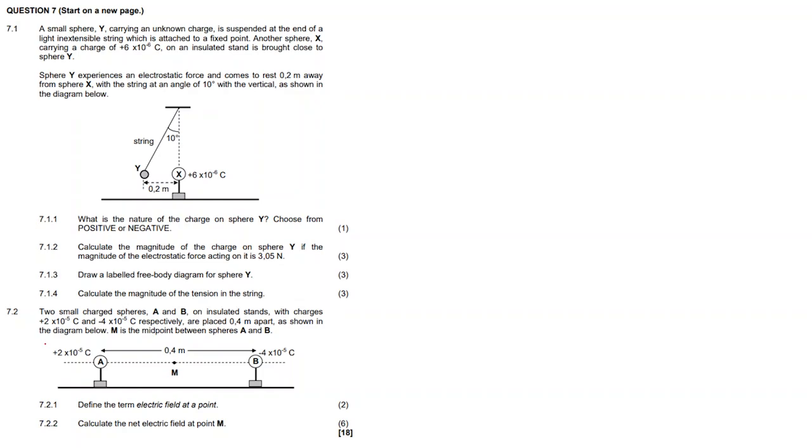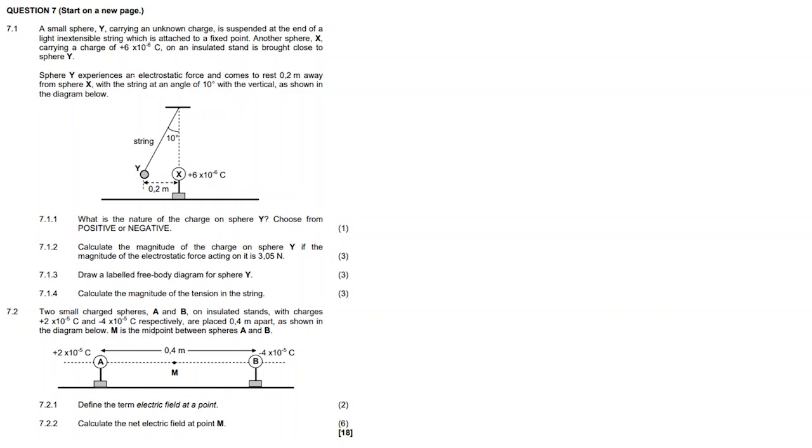Hi guys, today we're going to be looking at a question on electrostatics. A small sphere, y, carrying an unknown charge is suspended at the end of a light inextendable string which is attached to a fixed point. Another sphere, x, carrying a charge of 6 times 10 to the power negative 6 coulombs on an insulated stand is brought close to sphere y.